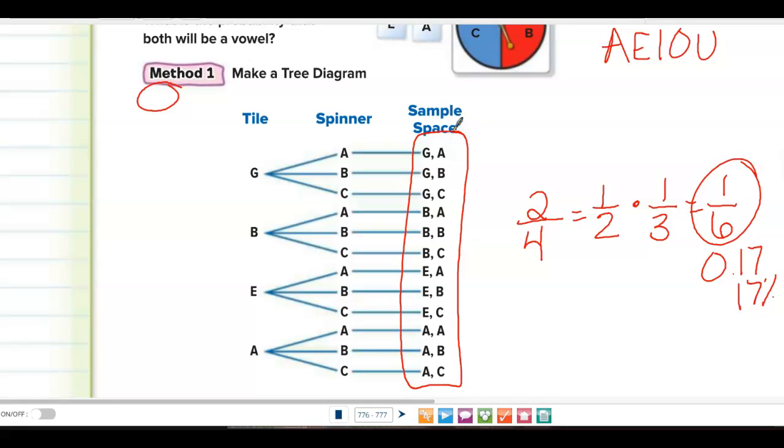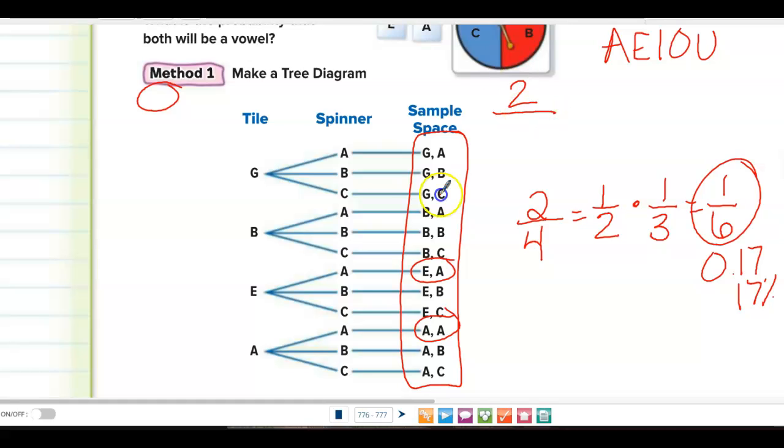So then I would go through and see how many of them have both vowels. So is GA both vowels? No. Is GB both vowels? No. GC? No. BA? No. BB? No. BC? No. EA? Yeah. EB? No. EC? No. AA? Yes. AB? No. AC? No. Okay, so I had 2 options out of how many total sample space?